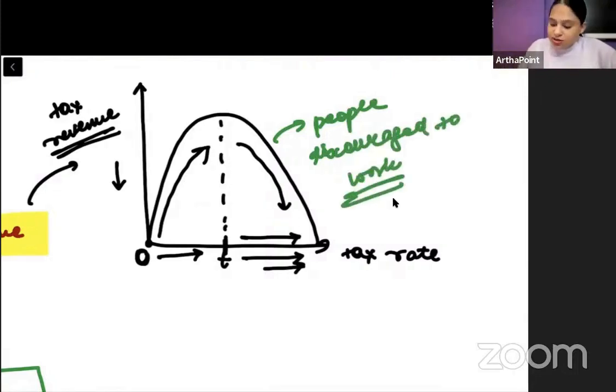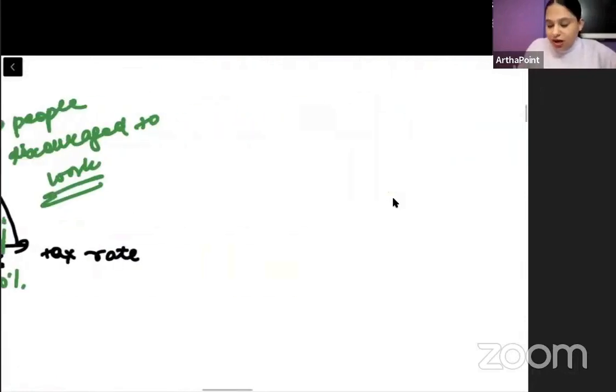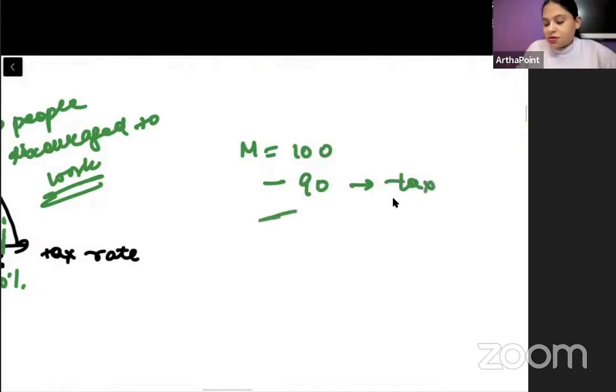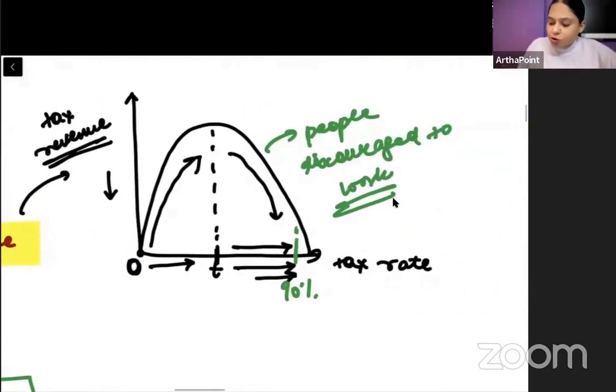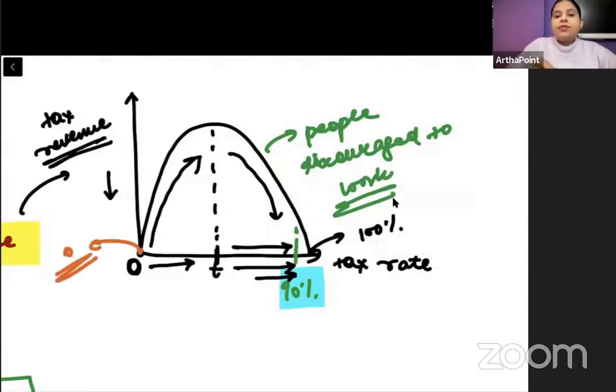Now, suppose I tell you the tax rate is 90%. If you earn 100 rupees, you have to pay 90 rupees as tax. So will you work for only 10 rupees? No. Very few people will work. They will be discouraged to work. उनको काम करने का मन ही नहीं करेगा कि सारा तो गवर्नमेंट ही ले रही है. Everything is taken by the government. Why should we work? So as the tax rate continuously increases, जैसे यहाँ पर tax rate is 100%, no one will work. कोई भी काम नहीं करेगा. So at this point, tax revenue will again become zero.